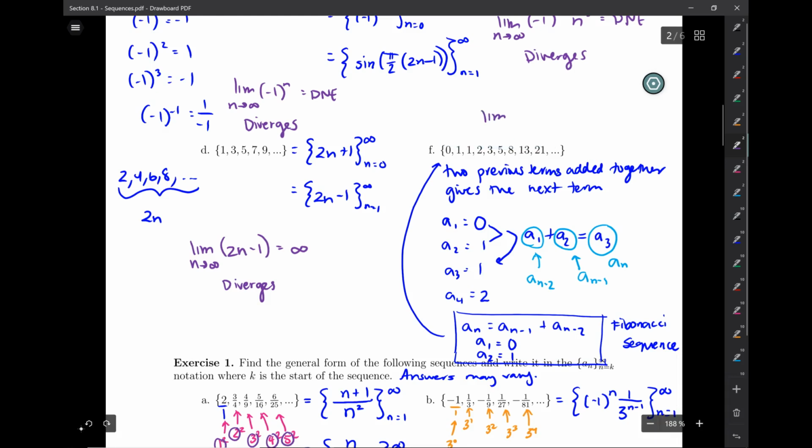So you could write this as the limit as n approaches infinity of a sub n. Notice I'm not writing any sort of closed form expression here, just writing a sub n as being the nth term, would be infinity because the terms would just keep growing and growing. And that's for this one here. So the Fibonacci sequence diverges.